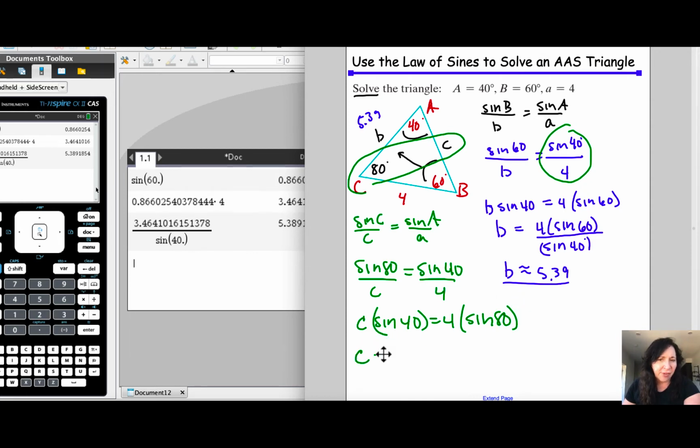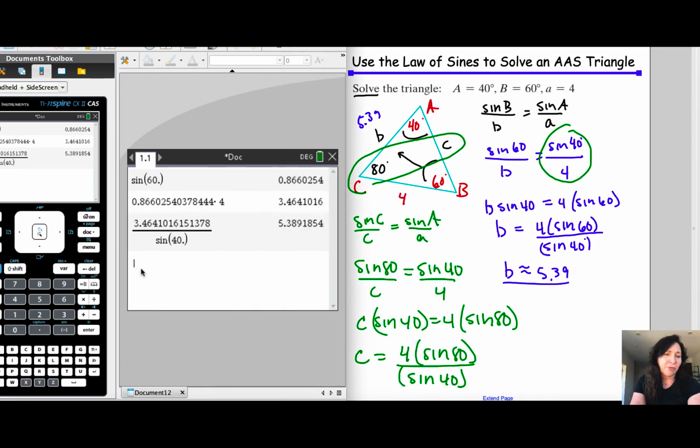And to find c by itself, I'm going to go 4 times sine of 80 divided by sine of 40 degrees. And you absolutely can type this all in your calculator at once. I do like to do it separate, but I'm going to show you how to do that.